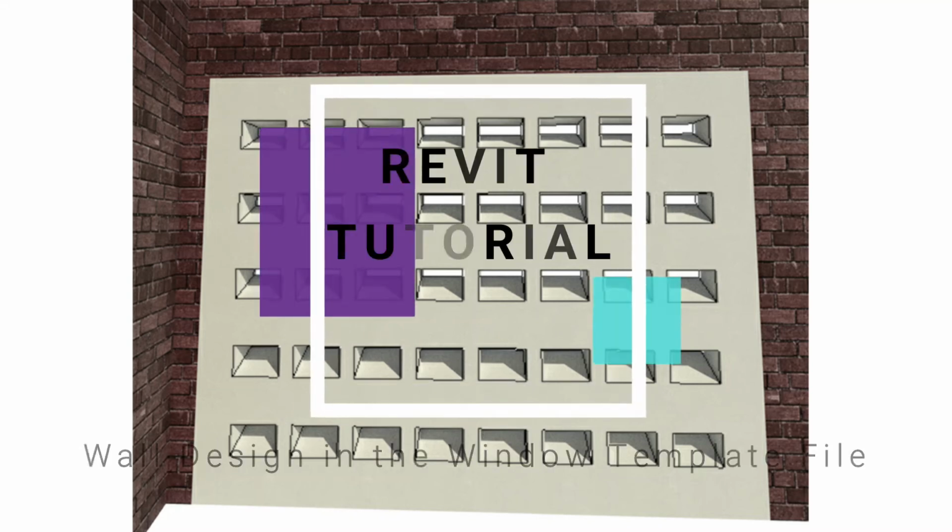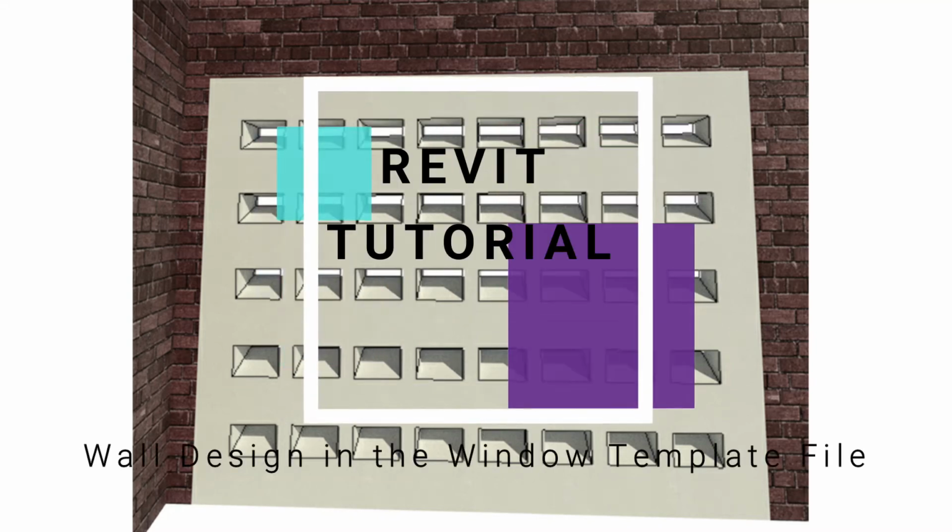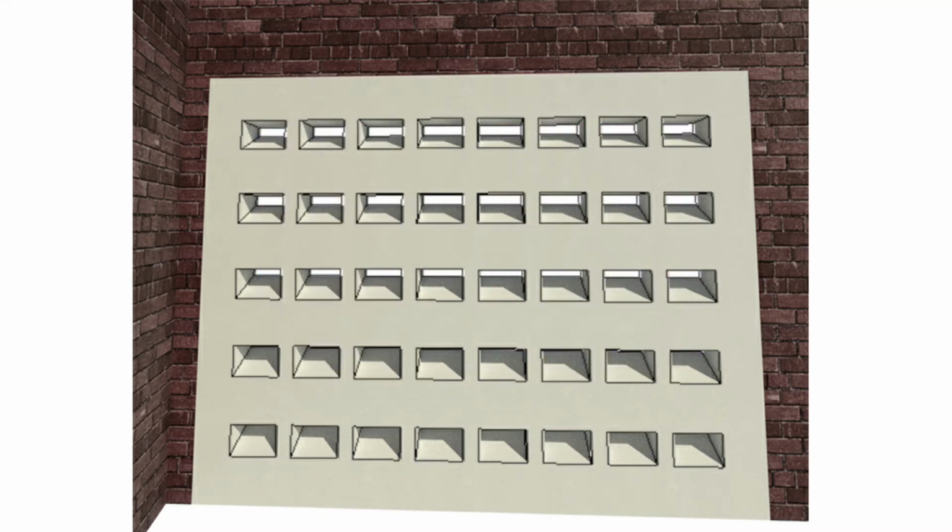Hello everyone, today I am going to show you guys how you can create any design of wall in the window template file and then load that wall into the project file and place it anywhere you wish. Now you can either design the wall as a model in place in the project and edit the profile of the wall which surrounds it. But I prefer to create the wall as a window family, and in this tutorial I will show you how you can do it.